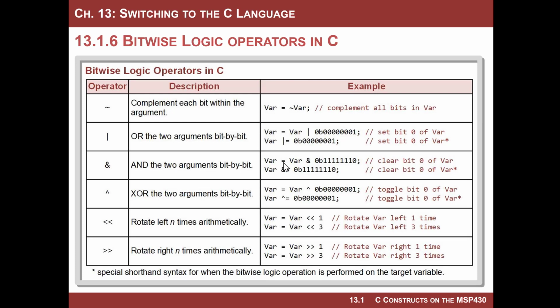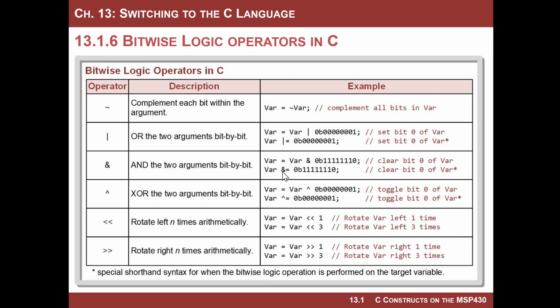The AND operation, if you look at this, var equals var AND with this mask. Remember, if you AND anything with a 0, it clears it no matter what. If you AND something with a 1, it leaves it alone. And so this is a mask that would clear bit 0 of var.